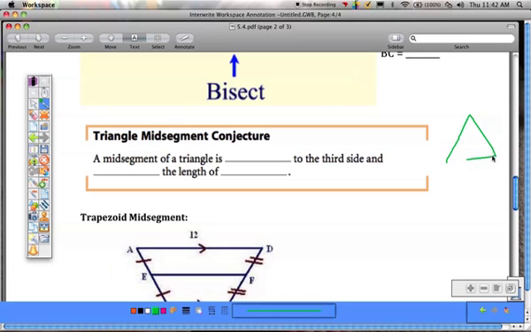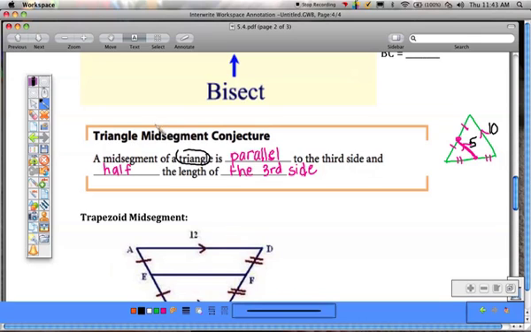If I just draw a triangle and a midsegment, so let's say I make my midsegment the middle of this side right here, and the middle of this side right here. This midsegment is parallel to the third side of the triangle, so it's parallel to this side, and half the length of the third side. So if this side was 10, for example, this side would be half, this side would be 5. So that's the special property of a midsegment of a triangle. It is half the length of the third side and also parallel to the third side.